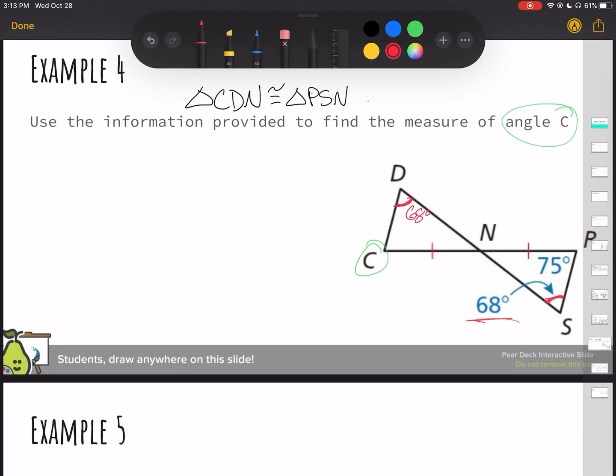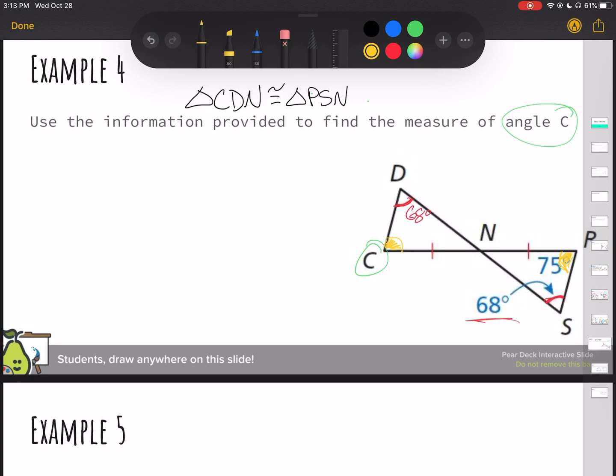But we're not looking for angle D. We're looking for angle C. So we want to find the angle that's corresponding to C. Because we know that the two triangles are congruent, if I find the angle corresponding to C, then that's automatically going to tell me that angle C is equal to the measure of that angle. Because if two things are congruent, then each corresponding part is congruent, and thus has the same angle measure. So I can quickly identify angle P down here as my corresponding angle to angle C.